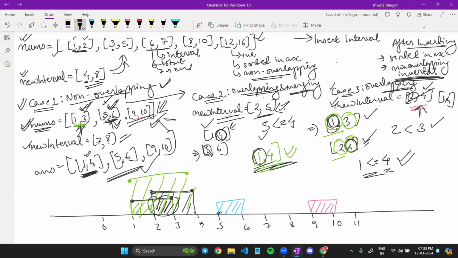So now what did we discuss in the third case? In the third case we discussed that the new interval is overlapping with only one of the existing intervals of this nums, correct? So these are all the three cases that could be possible. Now I hope it's clear to you all, and we are going to do the same thing while writing the code. So let's quickly code this.